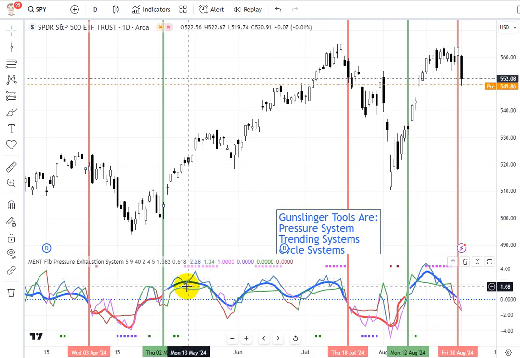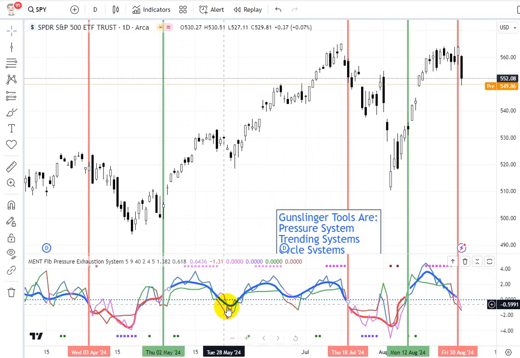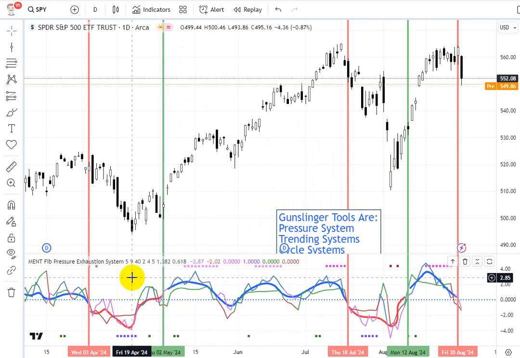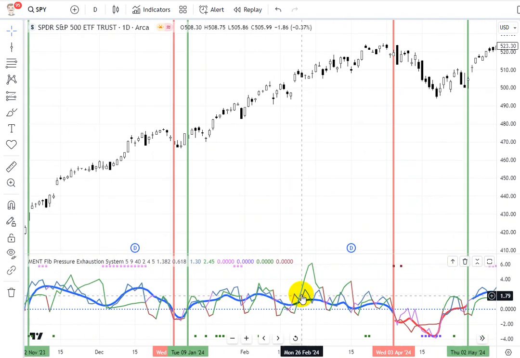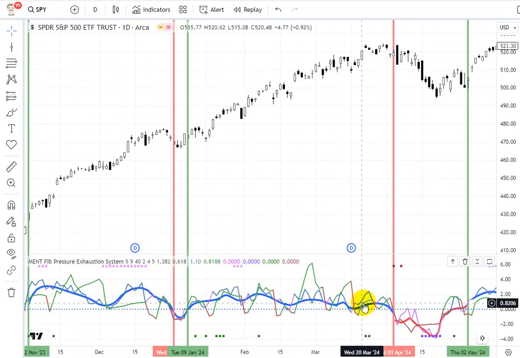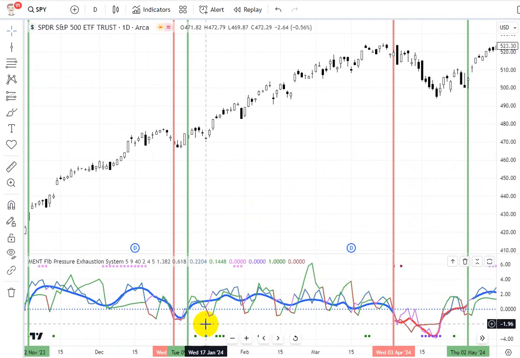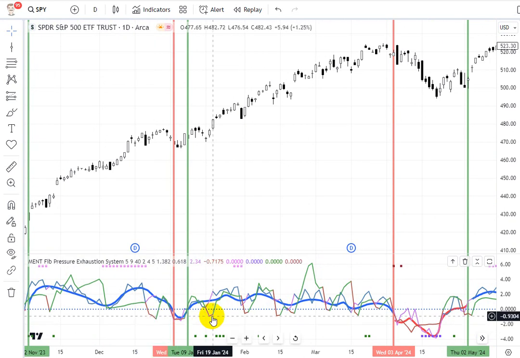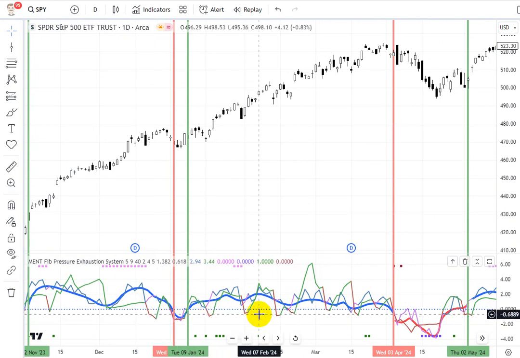So the idea here is we have persistent trending, and then we have what is called flash trending. And flash trending happens more often than you think. Like here's a flash trend to the upside, a flash trend to the upside. Here is a flash trend to the downside. Here is another flash trend to the downside, and another, and another.